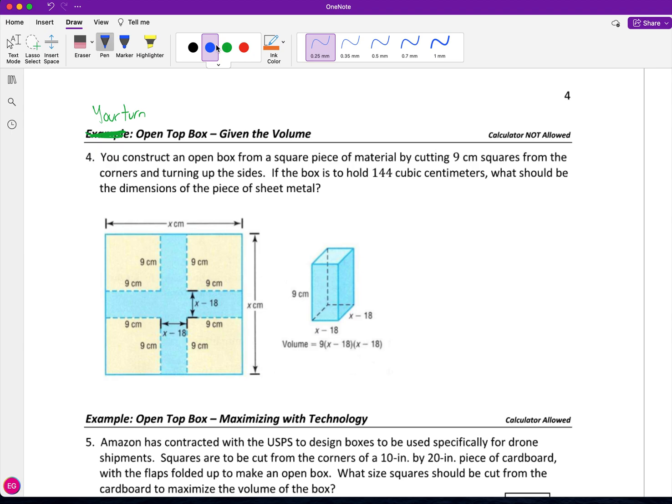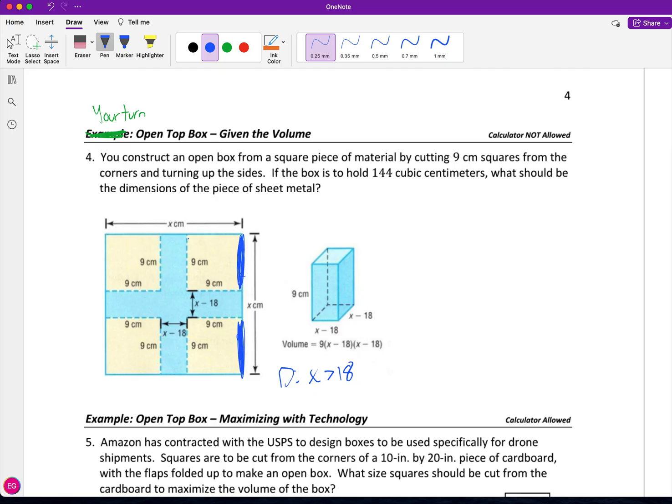And they gave us what the volume is. Our domain for this one is going to be x has to be greater than 18. All right. And that should make sense for a couple of reasons. So one is going to be visually, let's think about it. If I'm removing 9 centimeters from this side and 9 centimeters from this side, I need my x value to be at least bigger than 18. Otherwise, how would I possibly remove 9 centimeters from each side? It wouldn't work. So it needs to be bigger than 18.